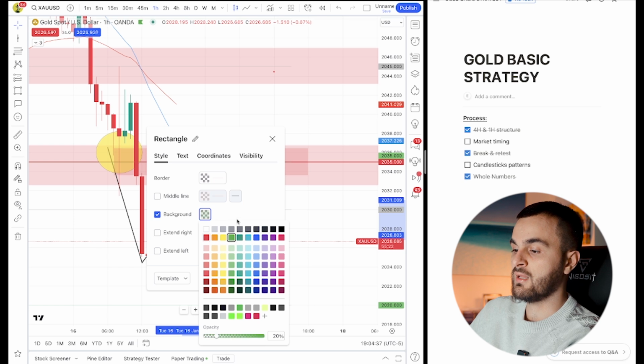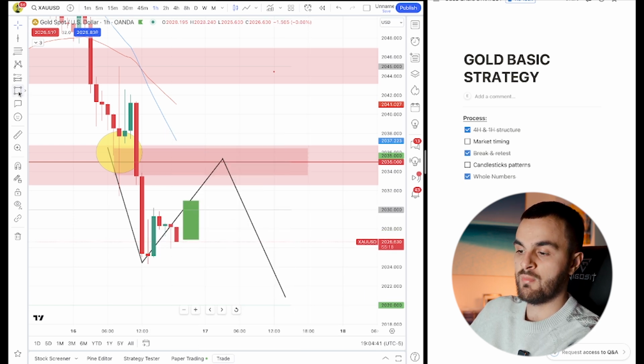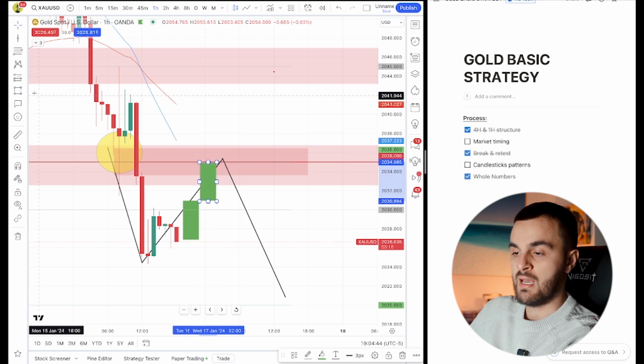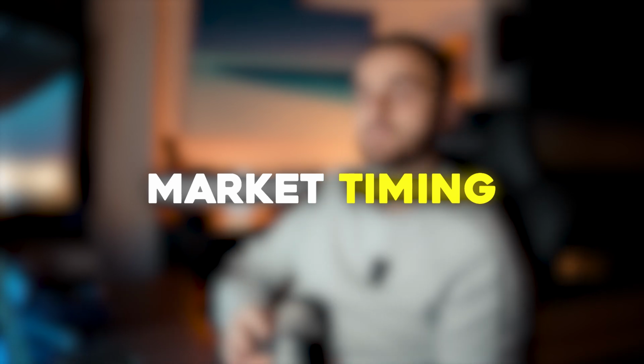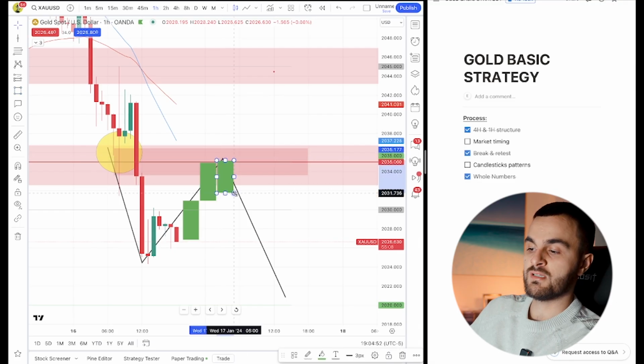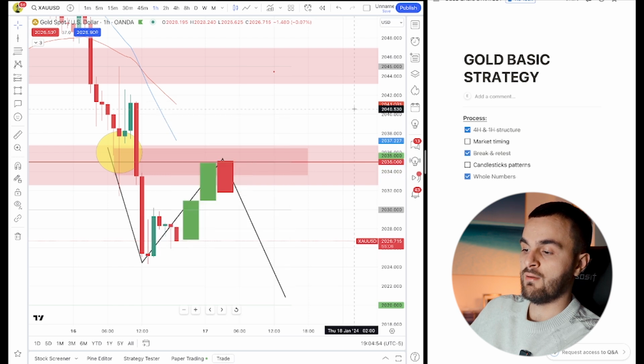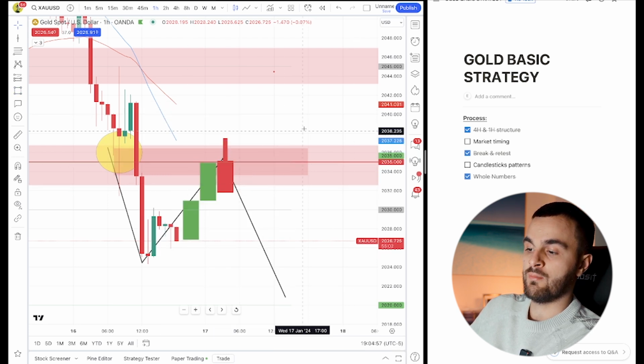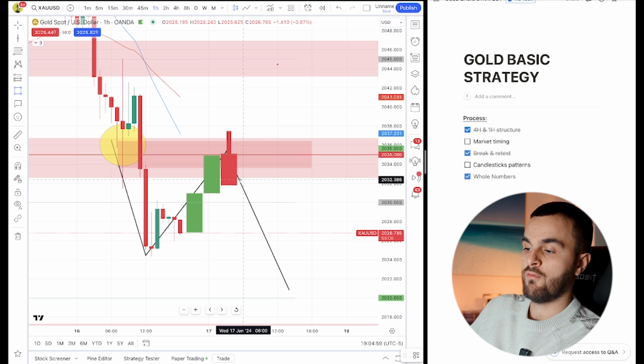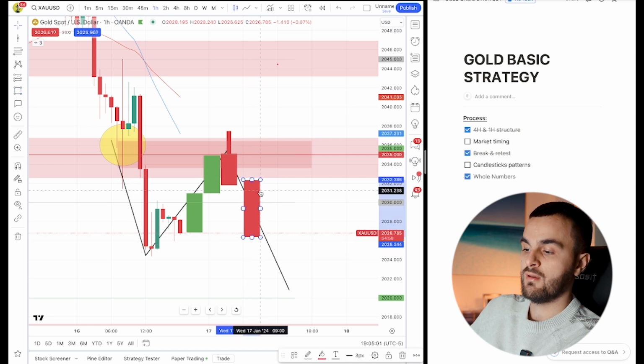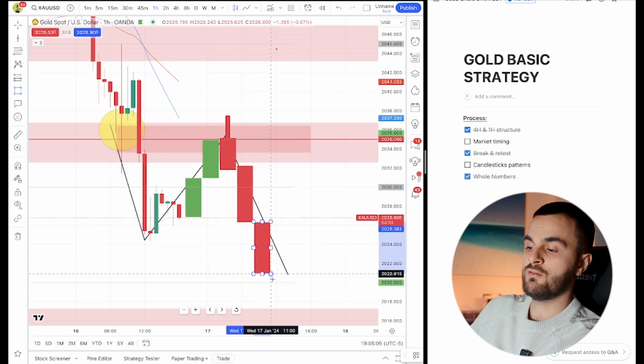All right, so this is what I like to do when I have setups. I like to wait for the market to potentially come up to my area, time it, look for market timing, pay attention. Am I in the London session? Am I in the New York session? And then wait for my candlestick patterns to form around my area. That's where I know I've got a much higher probability scenario for the market to continue dropping from my zone and continue in the trend.